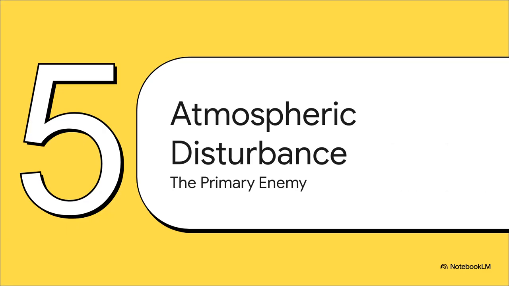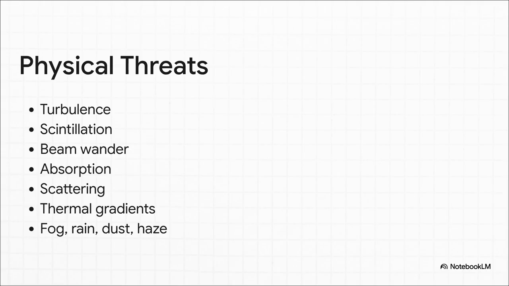All right, Section 5, battling atmospheric disturbances. Make no mistake, the atmosphere is the absolute biggest risk for free space transmission. We're up against a whole host of physical threats that can distort or just outright block our photons. Turbulence and thermal gradients bend the light. Scintillation causes these rapid fluctuations in signal intensity.